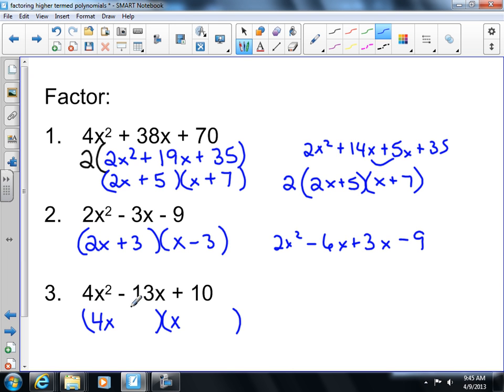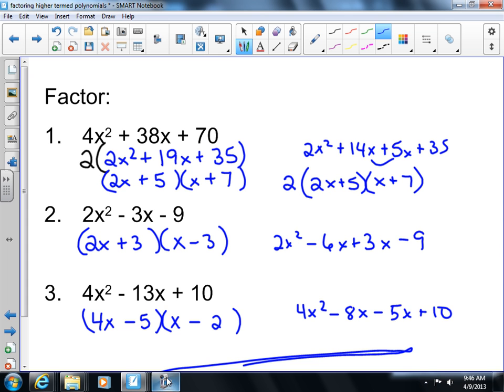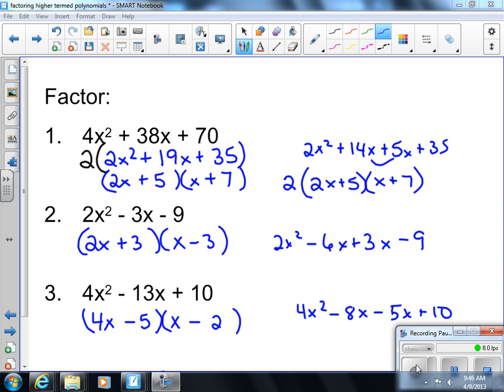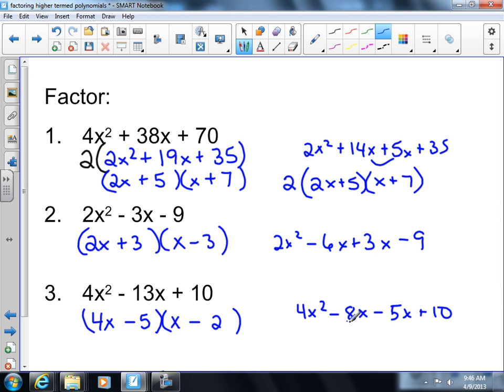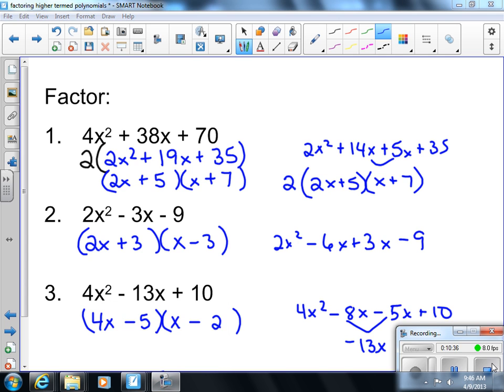Ooh, but these are negatives, so they both are minus 5 and minus 2. Let's give it a try. We've got 4x squared minus 8x minus 5x plus 10. All right, we see that you get then a negative 13x, so it worked, and we have factored that trinomial. Next.